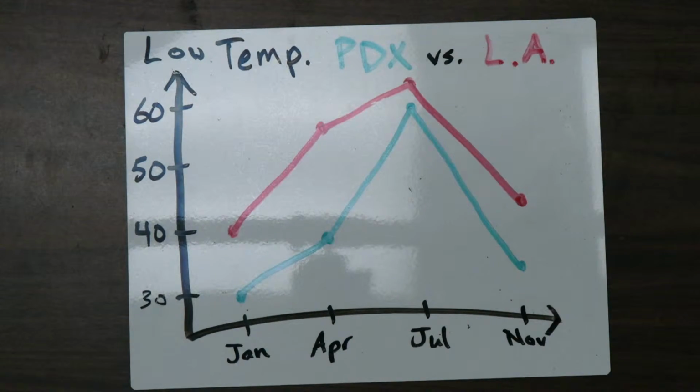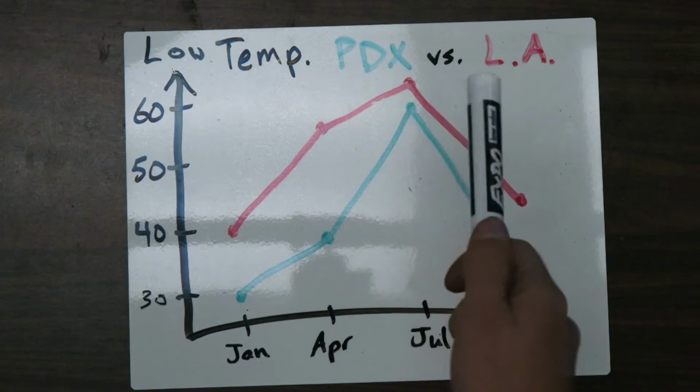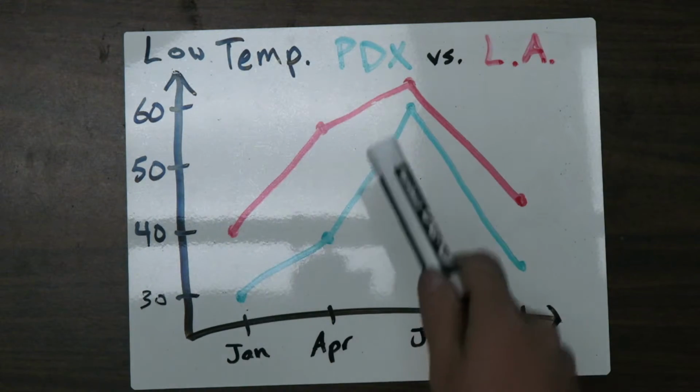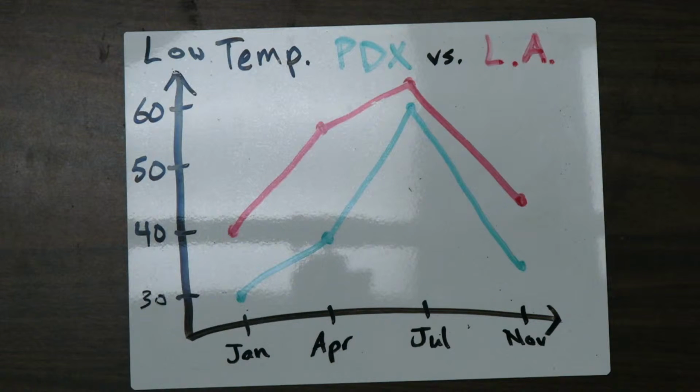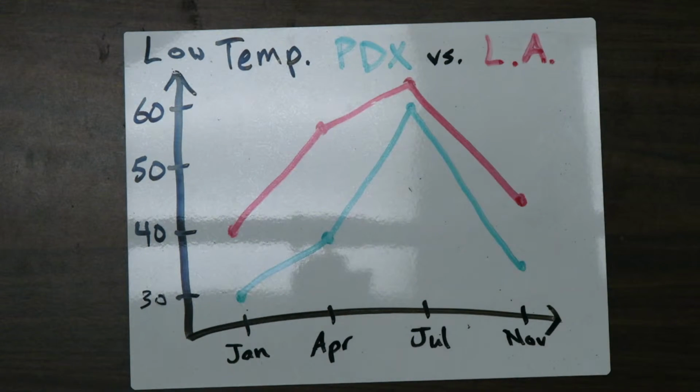Now we're going to look at a line graph that has 2 lines on it. Earlier we looked at how to create a line graph, but it was just a single line. Here is a graph that shows the lowest temperatures in Portland versus Los Angeles. Portland is the green line and Los Angeles is the red line. We can look at these two lines to make comparisons about the temperatures in both cities.